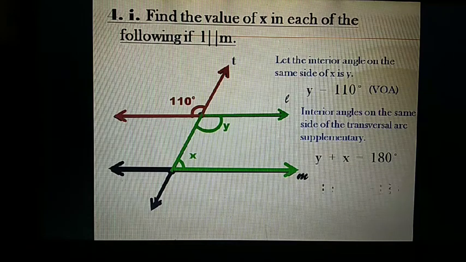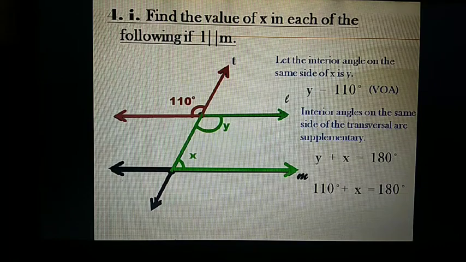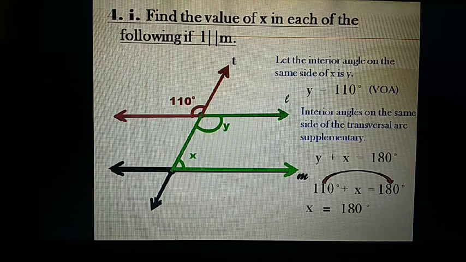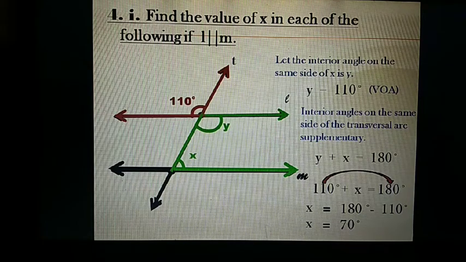Putting the value of Y as 110 degree, the equation will be 110 degree plus X is equal to 180 degree. Shifting 110 degree to the right hand side, we will get the value of X as 180 degree minus 110 degree. Why is minus coming? Because before, 110 degree had a positive sign. Now it will have a negative sign. Solving the right hand side, you will get the value of X as 70 degree.